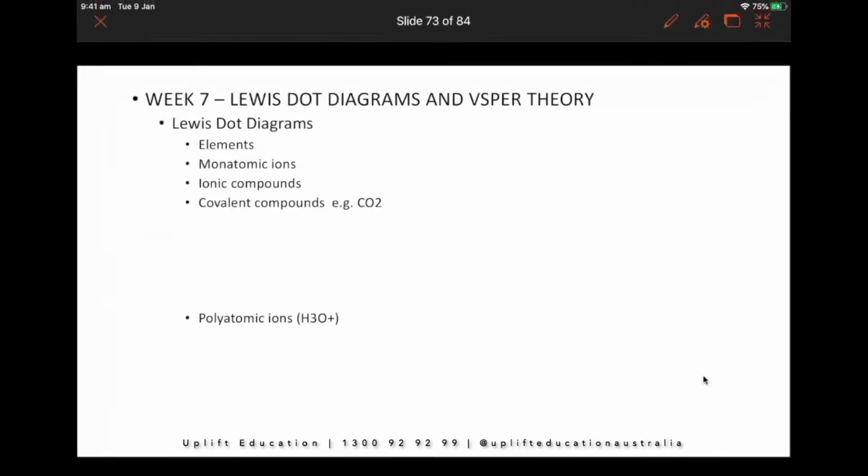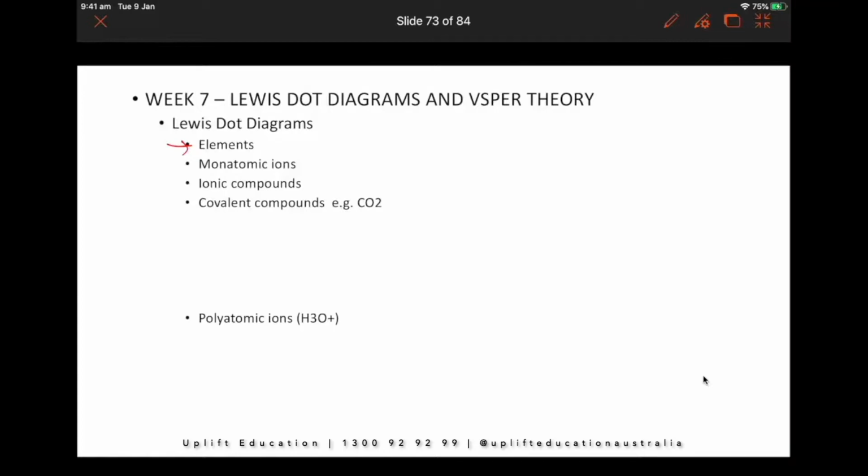So when we're talking about shape and geometry of a molecule, the first thing you actually have to understand and be able to do is Lewis dot diagrams and how to actually draw Lewis dot diagrams and the steps associated with drawing them, essentially. Lewis dot diagrams are different for different types of compounds or different types of elements or atoms. So when we're drawing the Lewis dot diagrams for elements, this is the easiest.